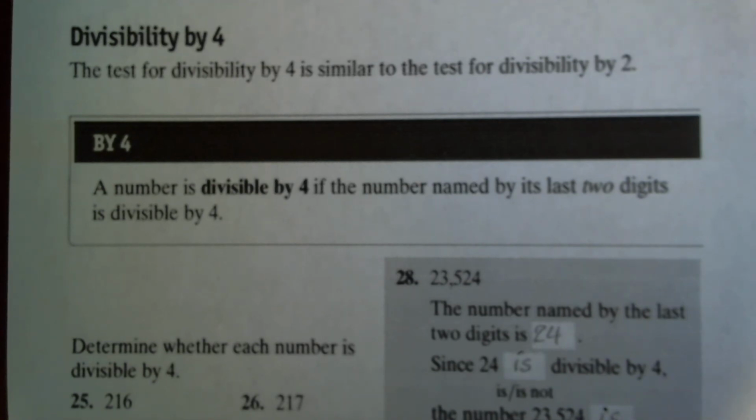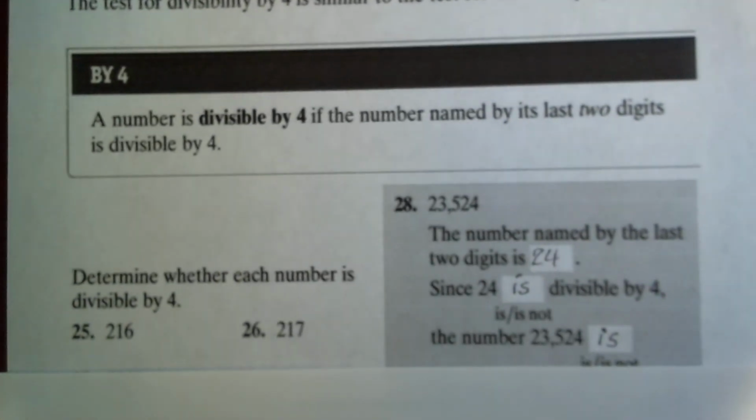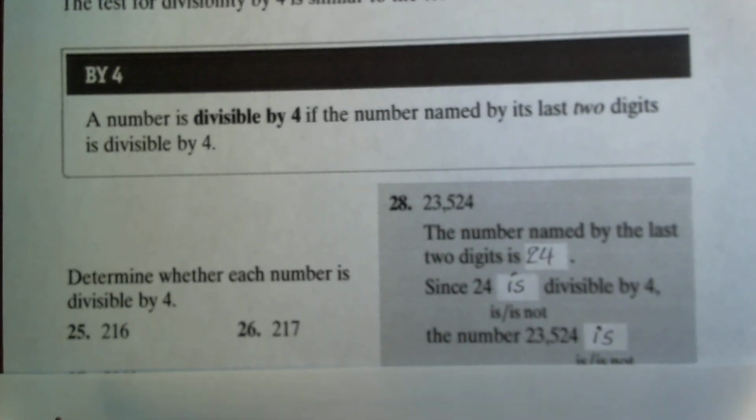So then we look at some other exercises. For example, exercise 25. The number is 216. The last 2 digits are 16. And we know 16 is divisible by 4. So that means 216 is divisible by 4. So that's a yes.